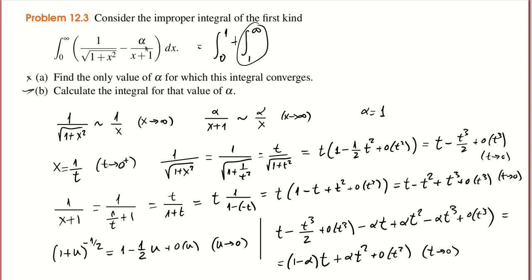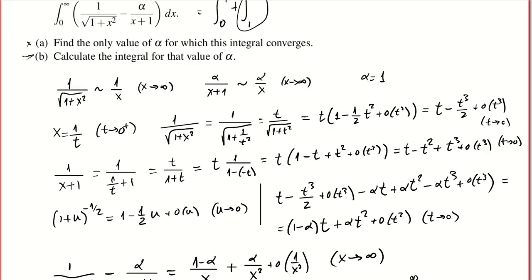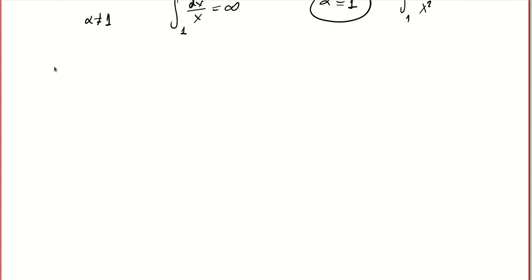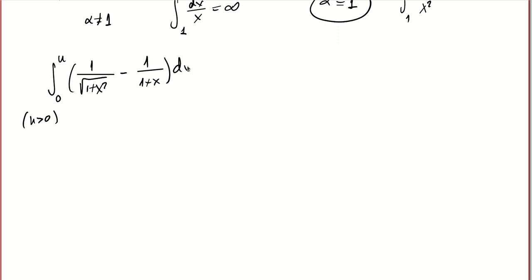So now that we know that alpha is equal to 1, let's try to compute this integral here. So we have the integral from 0 to, let's say, u, where u is any positive number. Then we'll take the limit u to infinity. And what we have here is 1 over the square root of 1 plus x squared minus 1 over 1 plus x. Okay, this is a convergent integral, we know that. And we just have to calculate it.